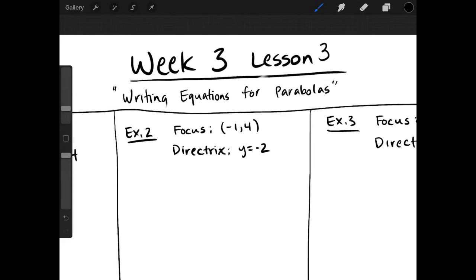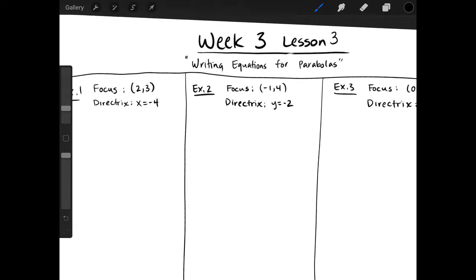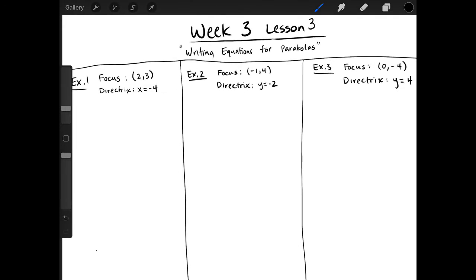This is week 3, lesson 3. What we started out with in our first two lessons for this week was we graphed parabolas that went up or down. We graphed parabolas that went left or right. Now we're going to look at writing the equation for those different types of parabolas.